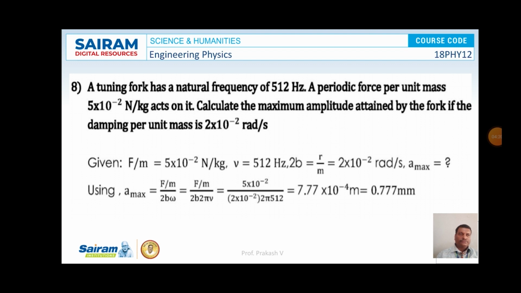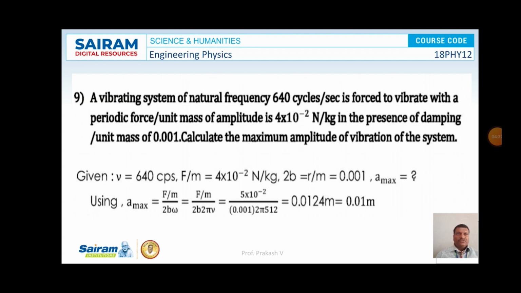0.777 millimeter. A vibrating system of natural frequency 640 cycles per second is forced to vibrate with a periodic force per unit mass of amplitude 4 into 10 to the power minus 2 Newton per kg in the presence of damping per unit mass of 0.001. Calculate the maximum amplitude of vibration of the system.